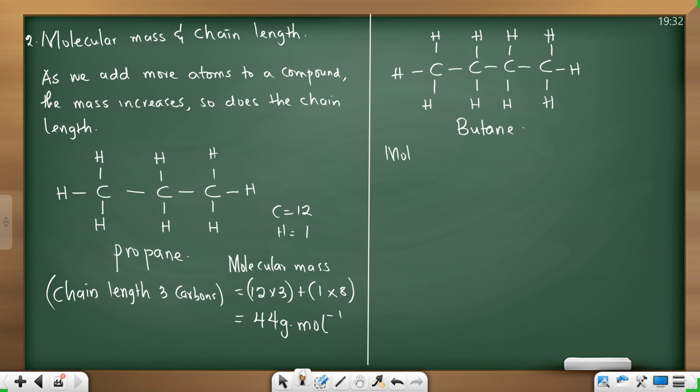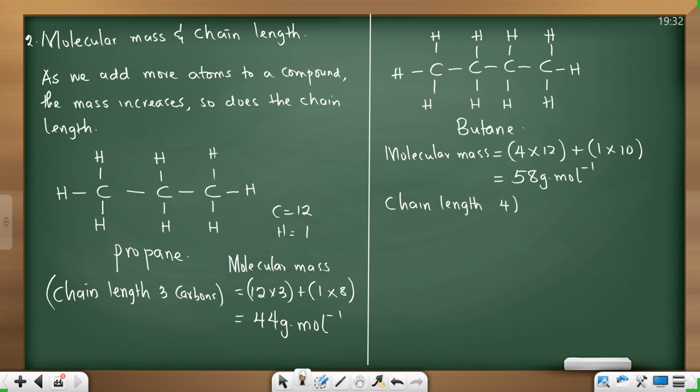What is my molecular mass? 4 times 12, 48, plus 1 times what? 10. And that will be 58 grams per mole. Do you notice, my good learners? Chain length is now what? 4. Do you see that it has increased? 4 carbons.